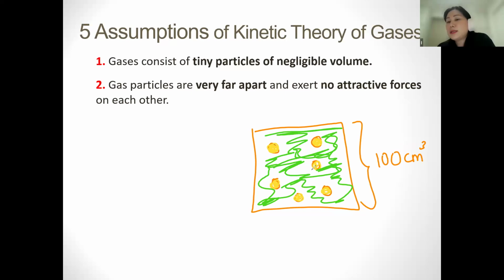But we are not going to do that. We are still going to use 100 in the calculation, following the container volume, because we are making this assumption that the gas particles are so tiny that the volume they are taking up is negligible. So the yellow portions that they are taking up in the picture are considered insignificant. Therefore, the overall space that the particles can move in is the same as the container volume, which is 100 cm cubed. That's the first assumption.